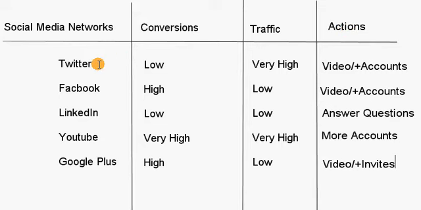All right, first of all, let's talk about Twitter. Now, Twitter is a very popular social media site. However, it has extremely low conversions when it comes to sales. And people say, well, why is that? Well, this is my theory behind it.